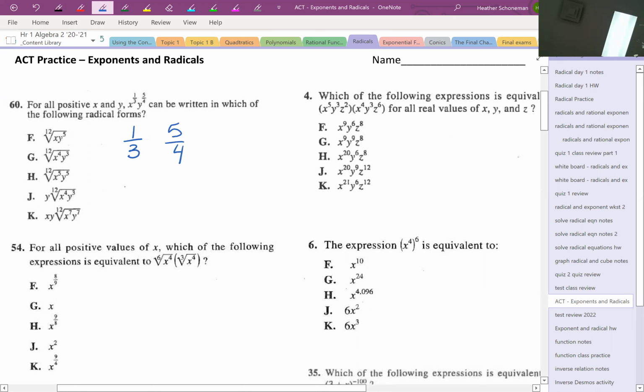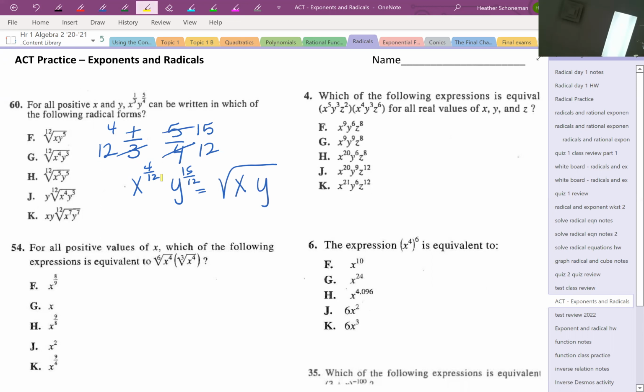So the common denominator would be 12. I'm going to multiply this one times 4, so that gives me 4/12, and this one by 3, so that gives me 15/12. So essentially now what I have is x to the 4/12 and y to the 15/12. But because they have the same denominator, now I can put them in one radical. So we know that the x and y go under the radical. The number in the denominator, because it's the same, we can just have the one radical, goes on the shelf. And then the numerator is going to be your different exponents. So I can have x to the 4th and y to the 15th.